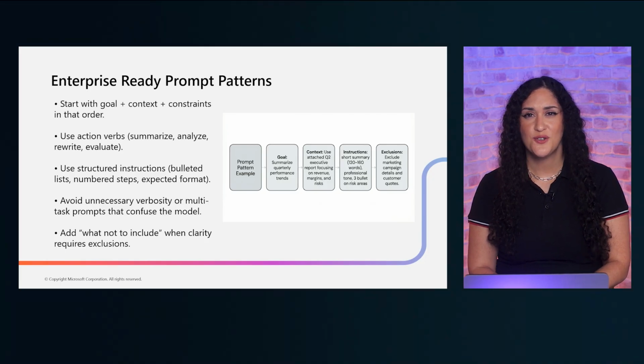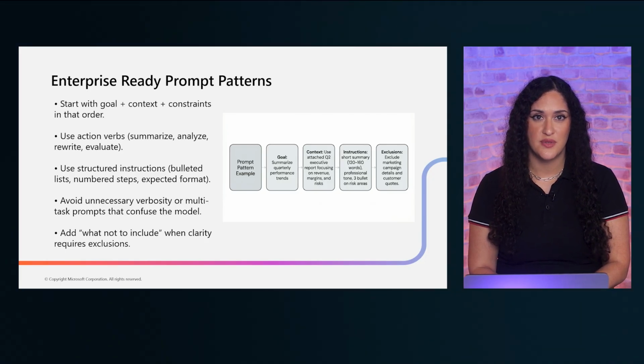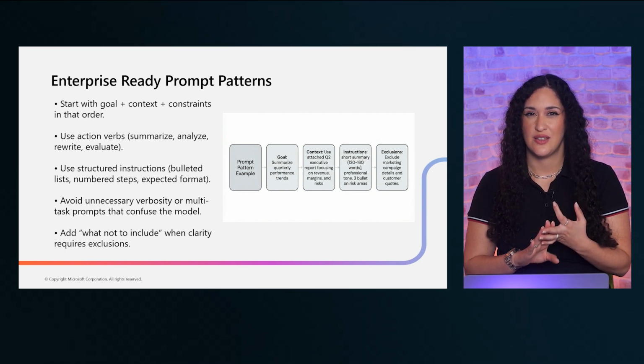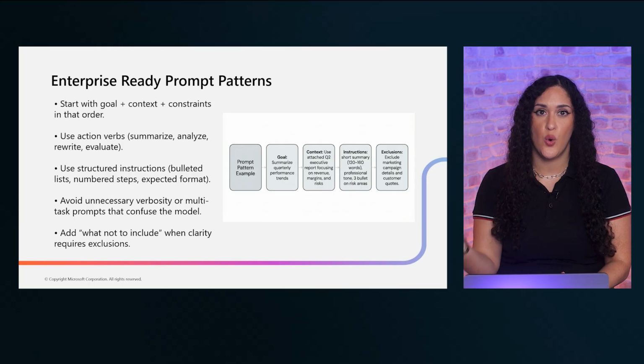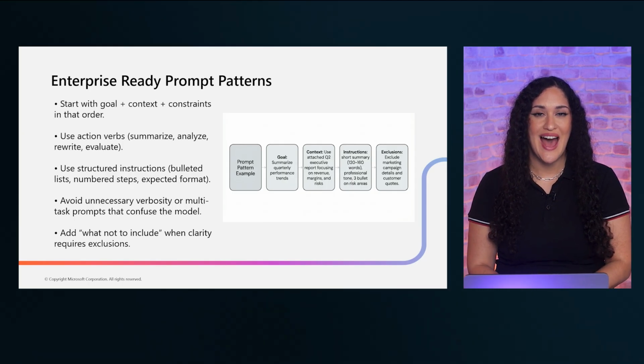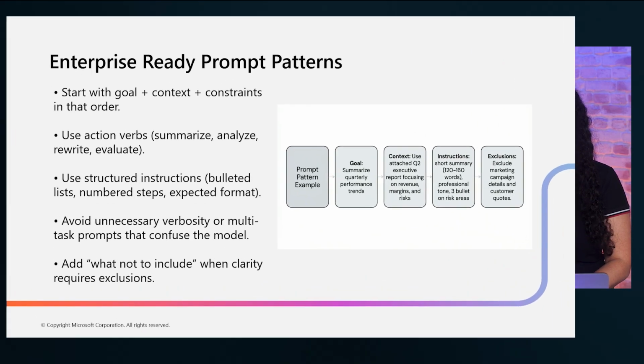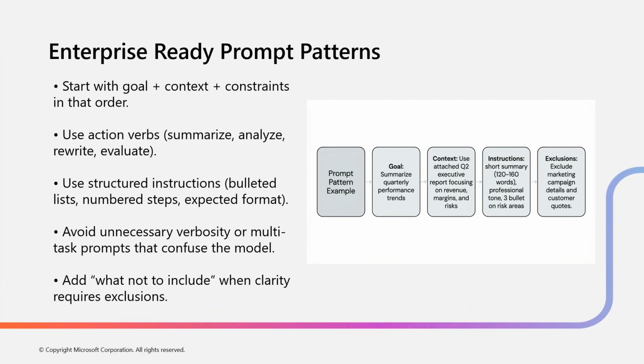Let me give you a practical formula for enterprise-ready prompts. Start with goal, then context, then constraints, always in that order. Use strong action verbs like summarize, analyze, rewrite, evaluate. Structure your instructions with bulleted lists, numbered steps, and expected formats. Avoid verbosity and multitask prompts that confuse the model.